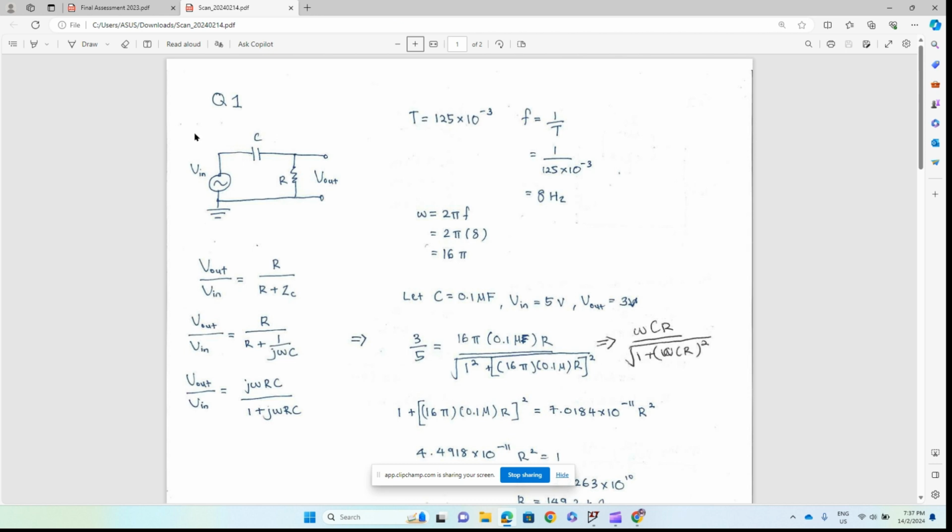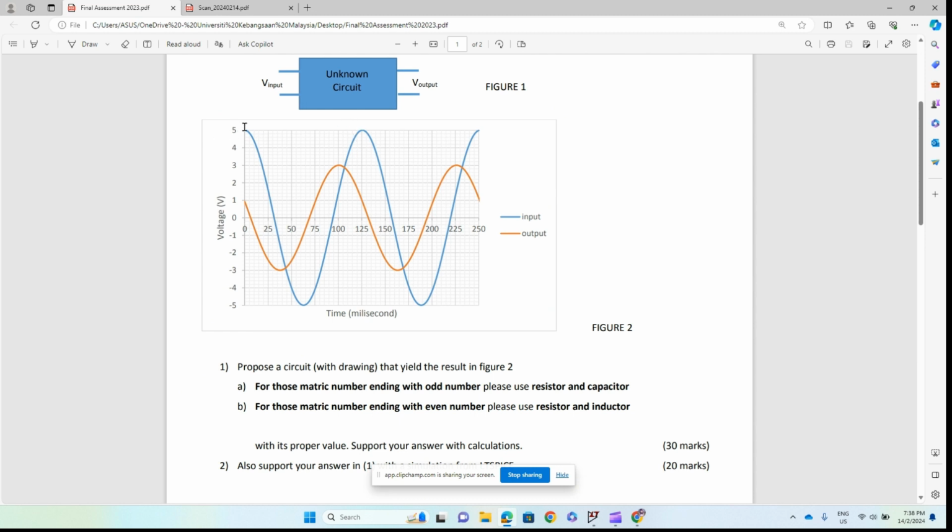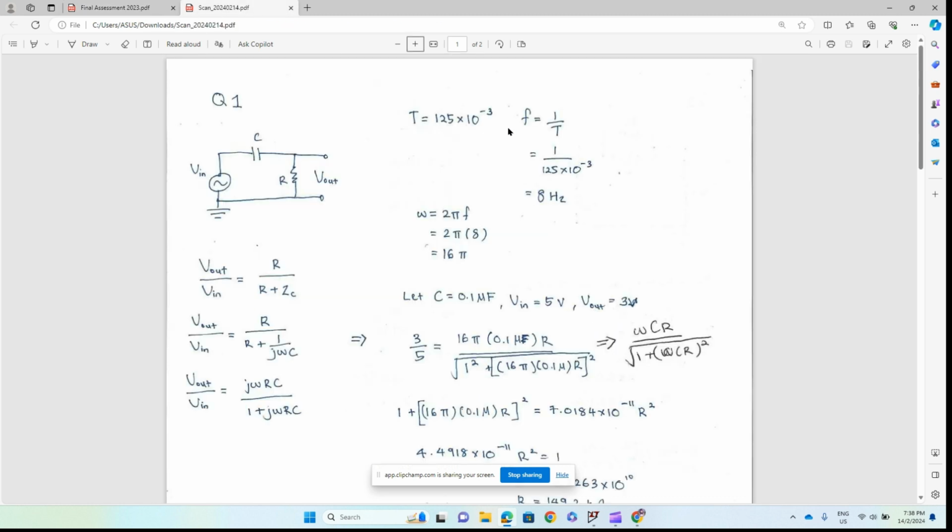Okay, so for question 1, we need to draw this, which is the high pass filter. This is the formula. We use the voltage divider rule, and for the period we got it from the graph. Start from here until here for 1 period, which is 1 to 5 milliseconds, and we can get the frequency, which is 8 Hz.